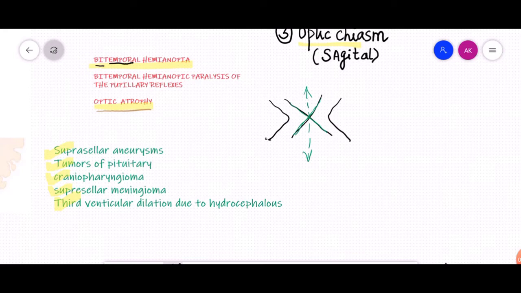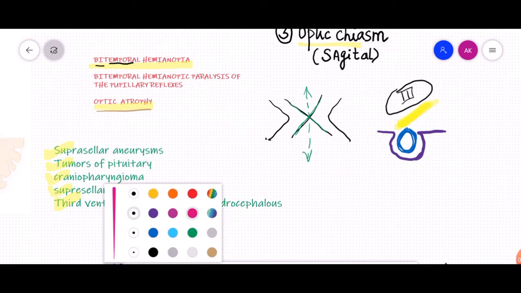So what I told you was that there is a depression in the sphenoid bone in the base of the skull, and that depression is actually called the sella turcica. So in that sella turcica, what we have is our pituitary gland. Above the level of the pituitary gland is our optic chiasm, right? And above the optic chiasm we have our third ventricle, right? And on either side of the optic chiasm, we have the blood vessels.